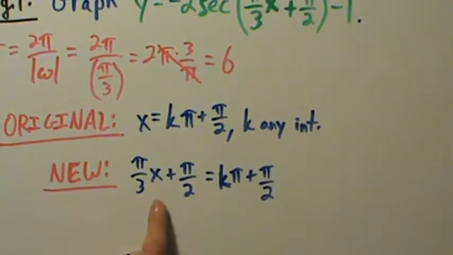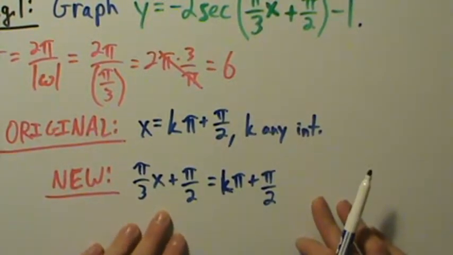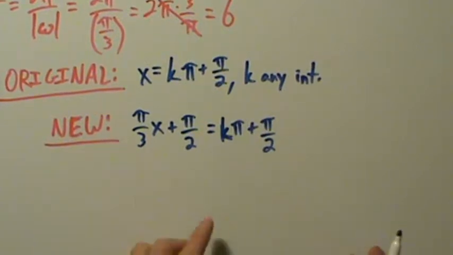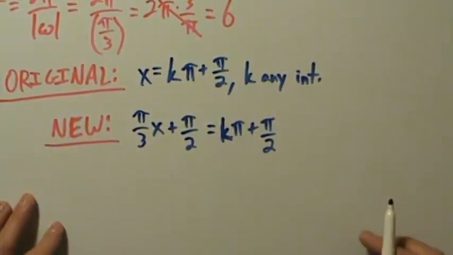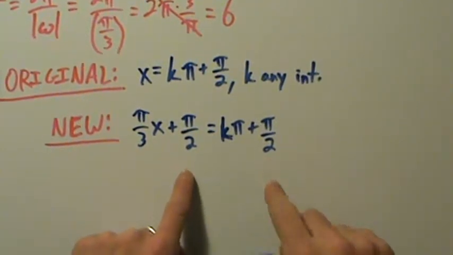Now we just solve for x, because we're looking for the general equation of vertical asymptotes, so we have to have x equals something, and it's going to have a k in it. Because it's general, it should have a k in it. So solve for x. Subtract pi over 2 from both sides. That's good because now both these pi over 2's are gone.